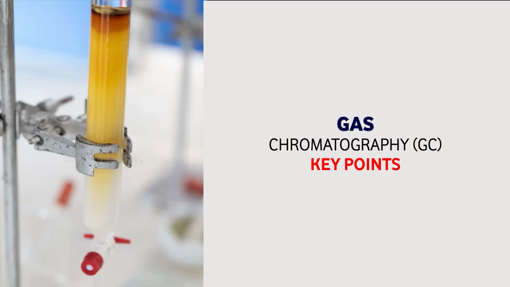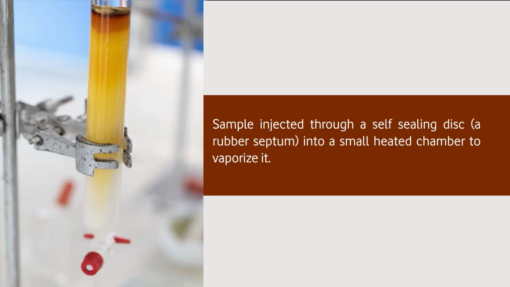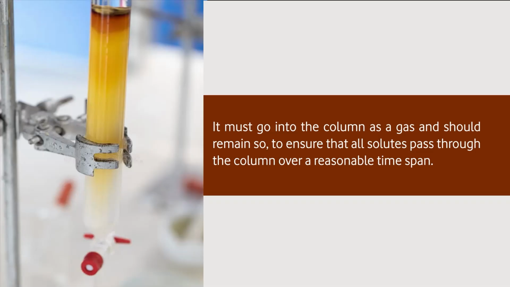Let us see the key features of the gas chromatograph. We inject the sample through a self-sealing disc, normally called a rubber septum, into a small heated chamber so that it gets into gas form. Remember, in gas chromatography, the material is supposed to be in the gas form. That's why it is a gas chromatograph. It must go into the column as a gas. It should not be in the form of a liquid, and should remain a gas until it comes out.